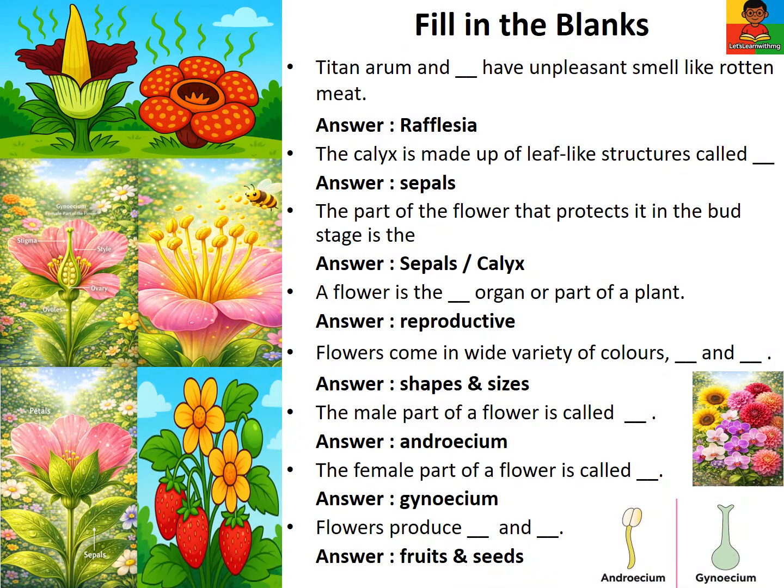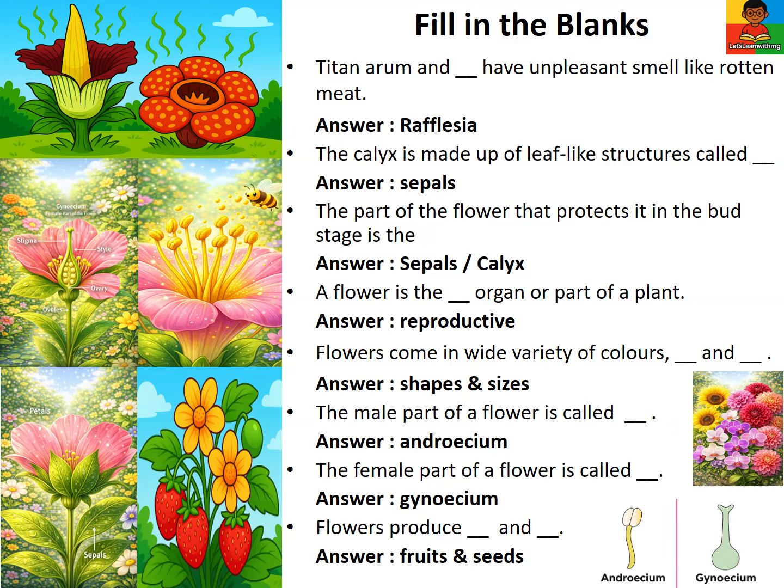Let's fill in the blanks. Titan, arum, and blank have unpleasant smell like rotten meat. Answer, Rafflesia. The calyx is made up of leaf-like structures called blank. Answer, sepals. The part of the flower that protects it in the bud stage is the blank. Answer, sepals or calyx.